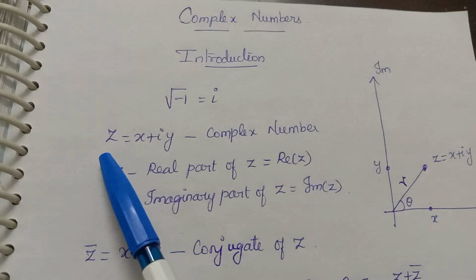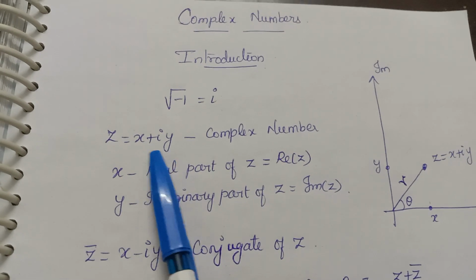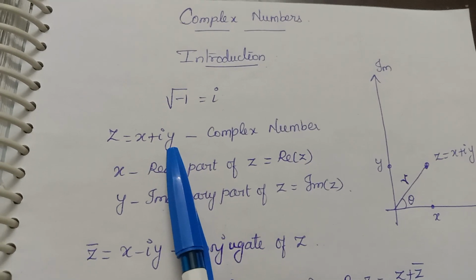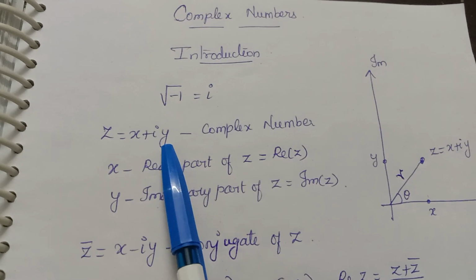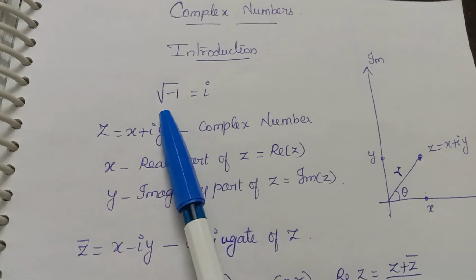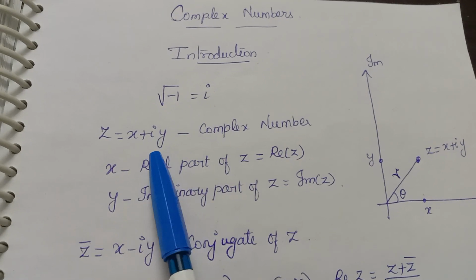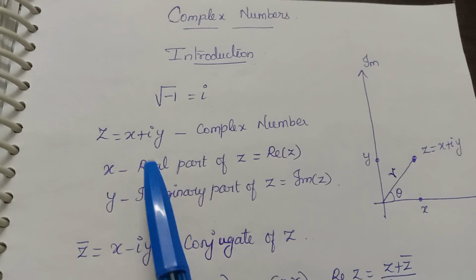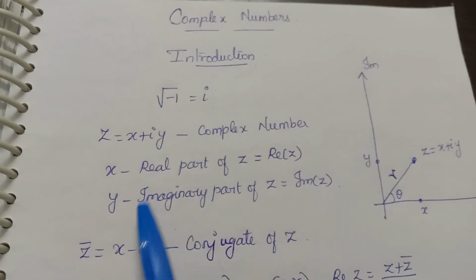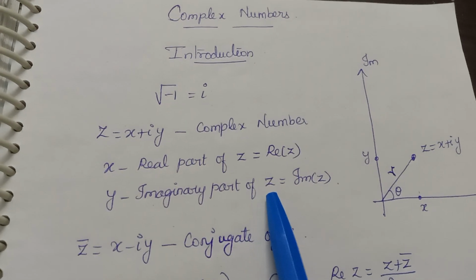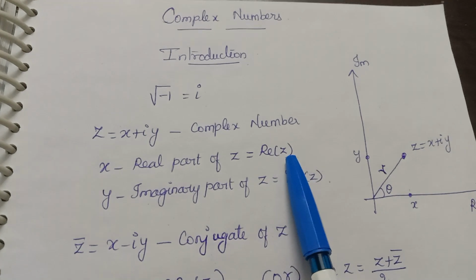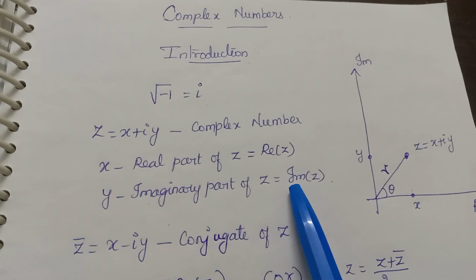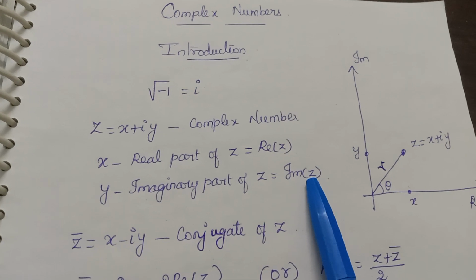See, z equal to x plus iy. This is the standard form of writing a complex number where x and y are real numbers and i is square root of -1. This x is called the real part of z and y is called the imaginary part of z. So they are represented by Re(z), that is real part of z, and Im(z), imaginary part of z.